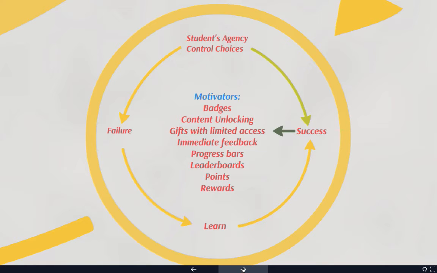Of course, in order for the students to be motivated to accomplish the challenge, several kind of motivators must be activated in the game, such as badges, gifts with limited access, immediate feedback, progress bars, leaderboards, points, or rewards. It is important to mention that the reward system is not as easy as it could look like. There are different kinds of rewards such as tangibles, which are the badges, or intangibles, which are titles. However, we are not going to go into an in-depth analysis of the reward system right now. I just want to mention that it requires analysis.